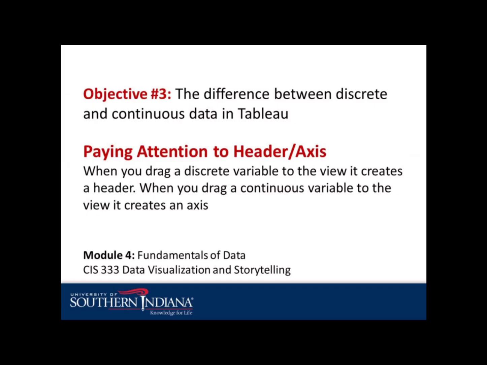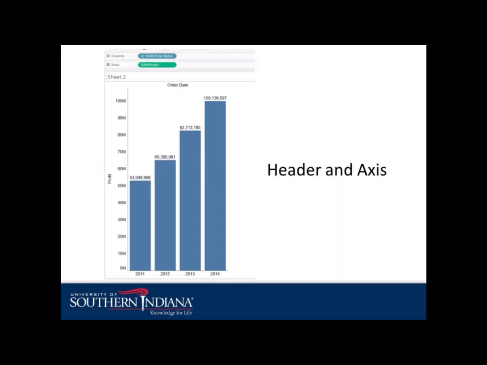Now, the second way you can identify the difference between discrete and continuous data is when you bring them out onto the view, what do they create? Do they create a header or an axis? If it's a discrete variable, it's going to create a header. If it's a continuous variable, it's going to create an axis. And before I confuse any more, here's an example.